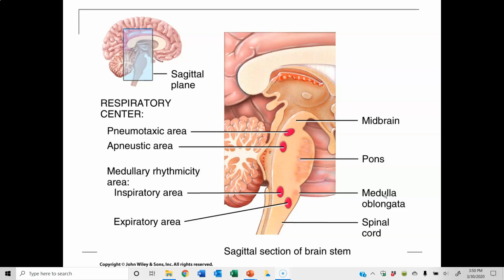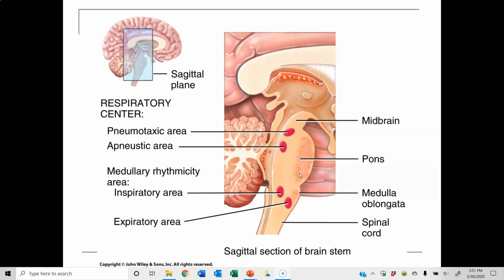Say you're breathing 20 times a minute. That means 20 times a minute, your medulla neurons send action potentials to your diaphragm and your external intercostals to cause you to contract them and cause inhalation. So that's your primary respiratory center.